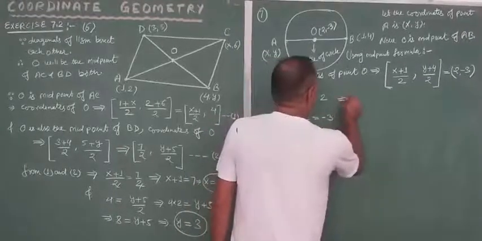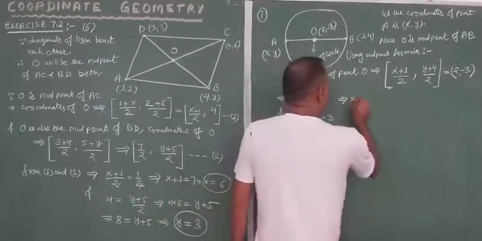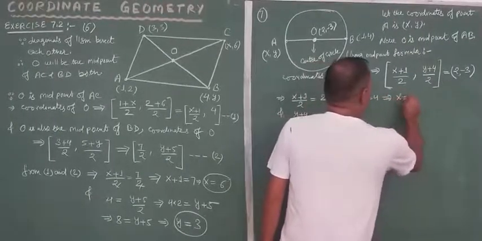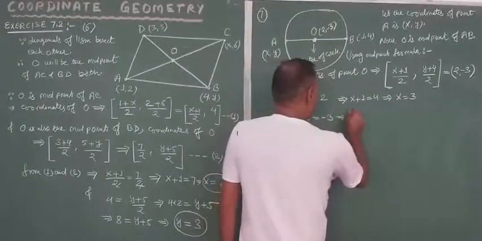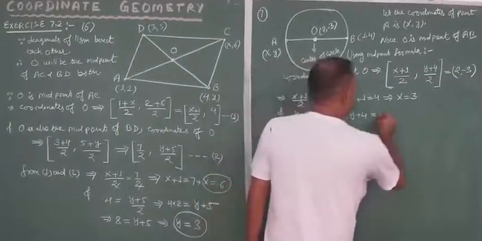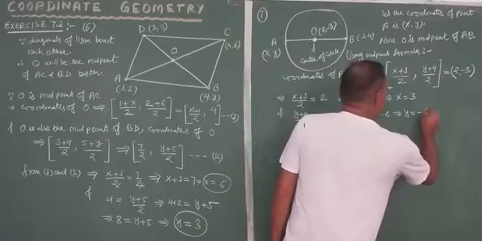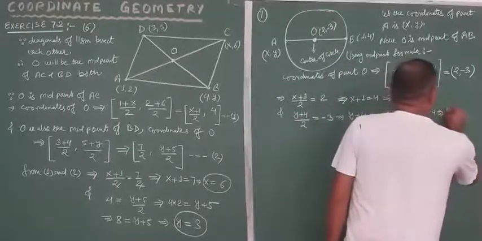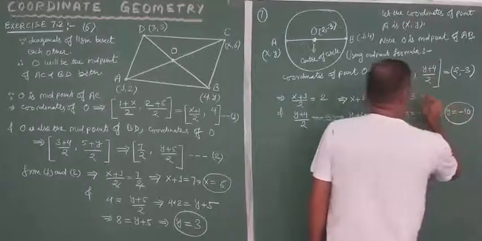Now calculate the value of x and y. x plus 1 is equal to 2 into 2, that is 4. So x is equal to how much? 4 minus 1, that is 3. And here y plus 4 is equal to 2 into minus 3, that is minus 6. So y will be minus 6 minus 4, that is y is equal to minus 10.